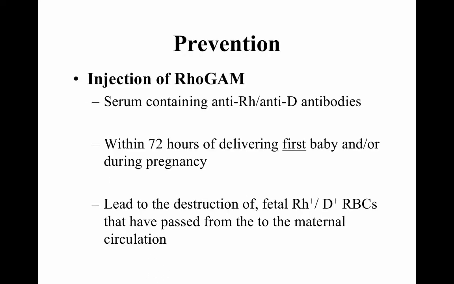Prevention of this condition will come from an injection of RhoGAM, which is a serum that contains anti-Rh, anti-D antibodies. Within 72 hours of delivering the first baby and/or during pregnancy is when this needs to be injected. This leads to the destruction of the fetal Rh positive, D positive red blood cells that have passed over to the maternal circulation. And that will allow the mother to have successive babies potentially without causing an antibody response to the baby's blood.